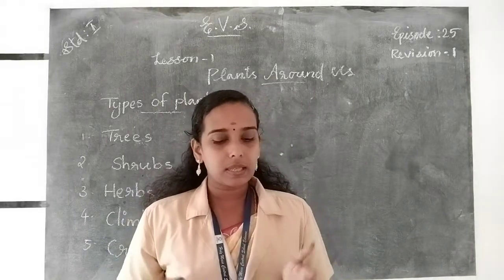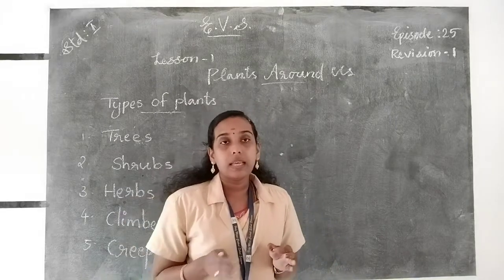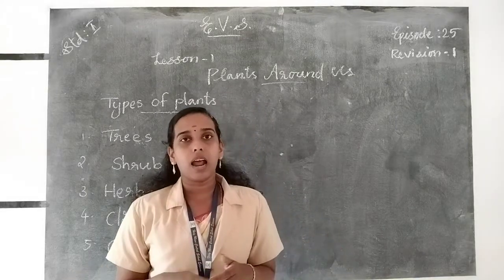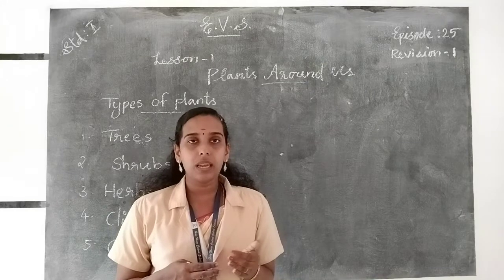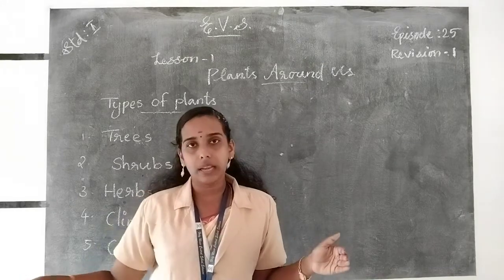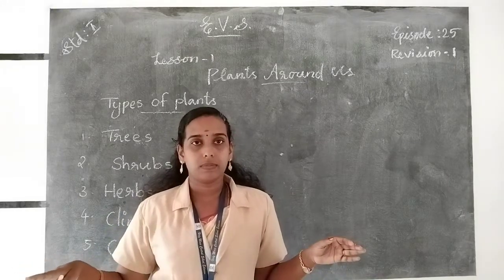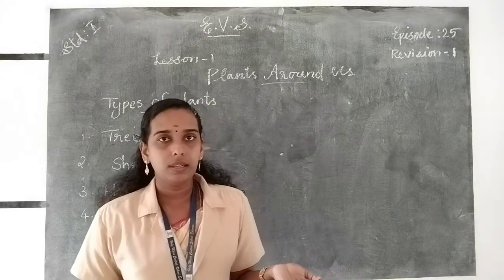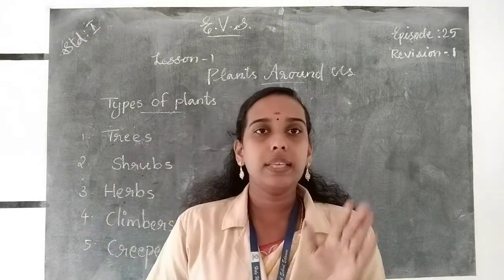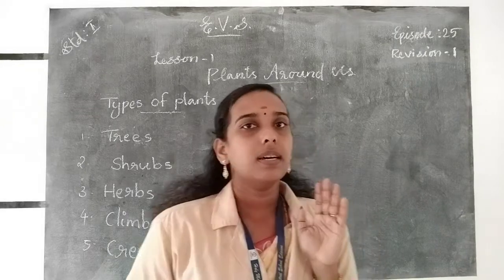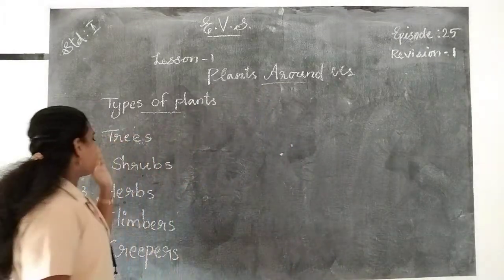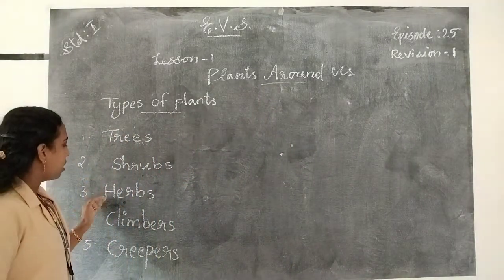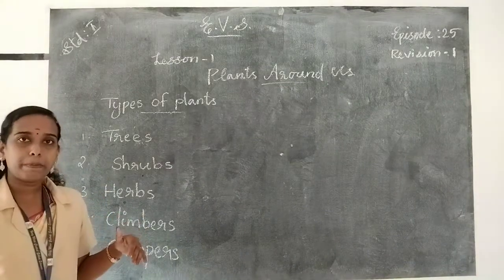Then creepers. Creepers are plants that creep along the ground. For example, pumpkin and watermelon creep along the ground and have long stems. So they are called creepers. So these are the 5 types of plants according to the size: trees, shrubs, herbs, climbers and creepers.